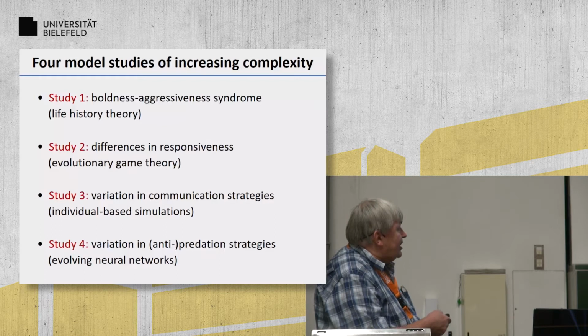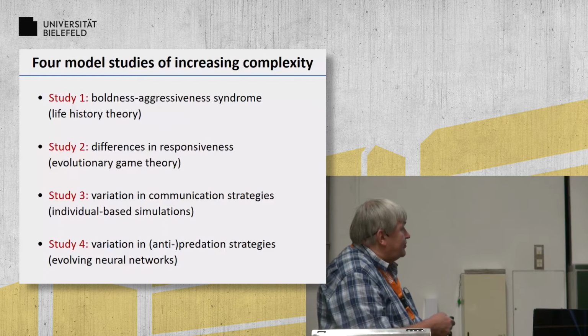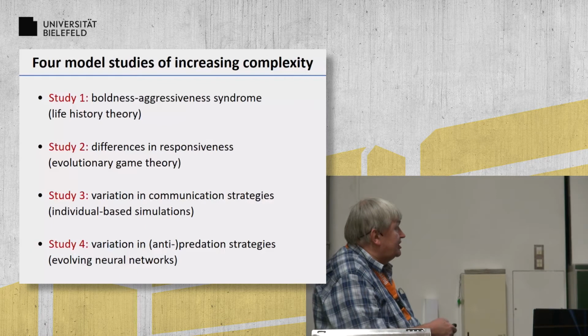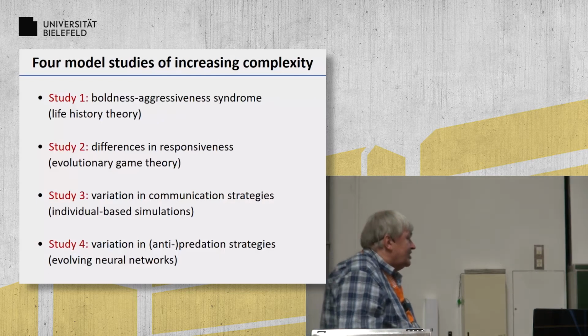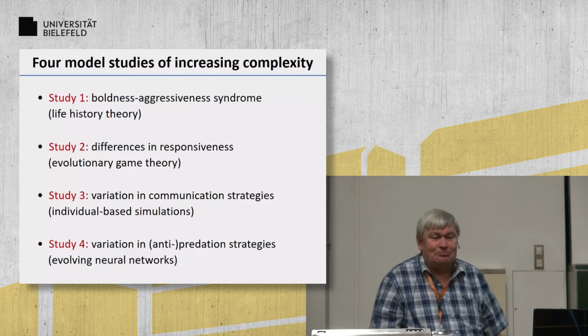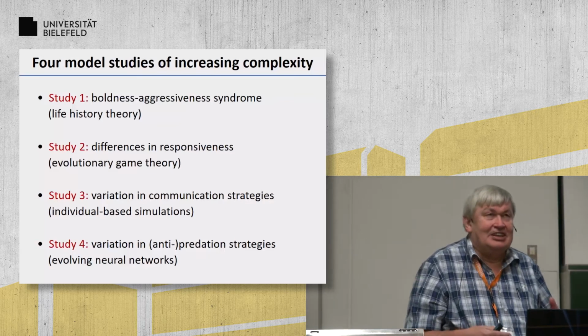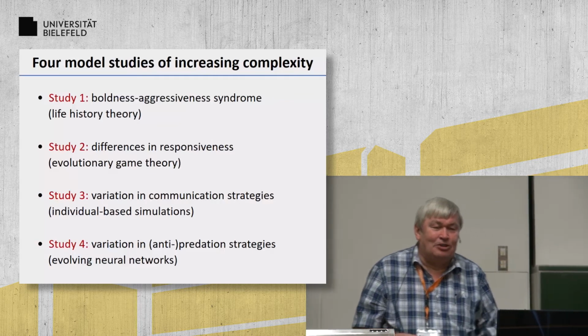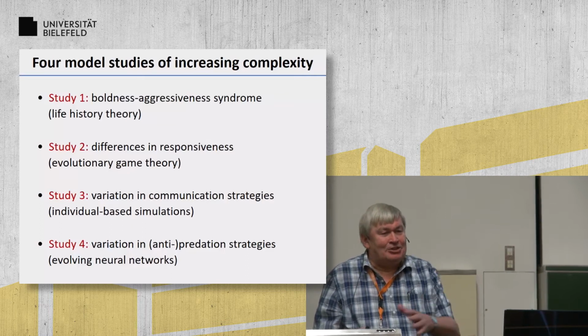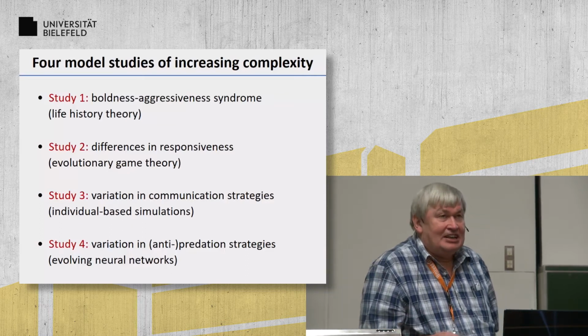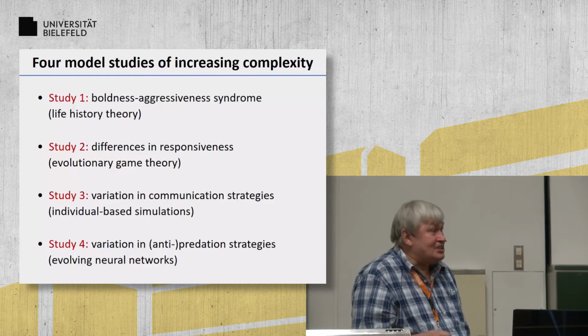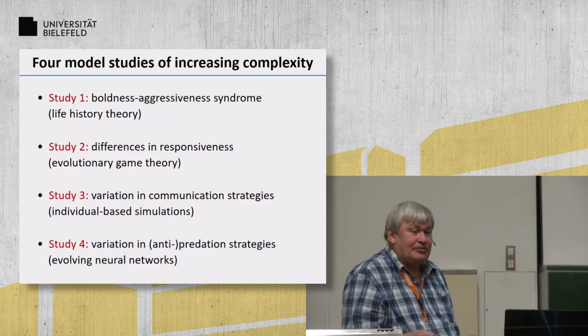In the second study, I will show how evolutionary game theory can be applied in order to gain some understanding. Then I go to individual-based simulations. And should I have time, I will say something about evolving neural networks. So in a sense, the approaches become more and more computational, moving on from old theory. And the question is then, to what extent do the new approaches also add some new insights?